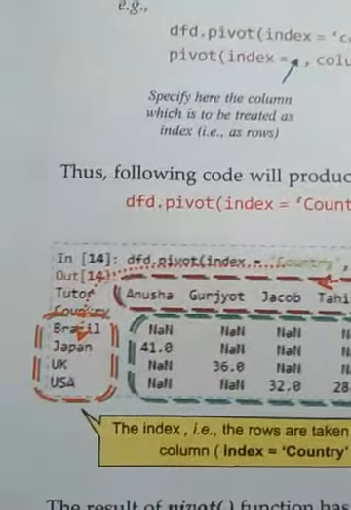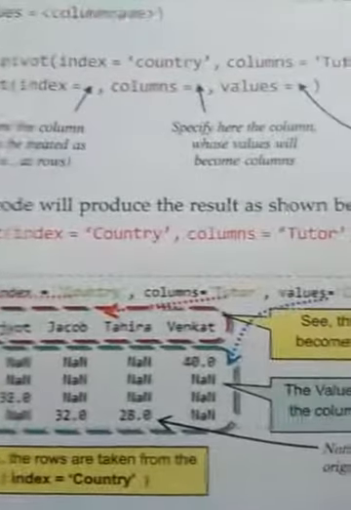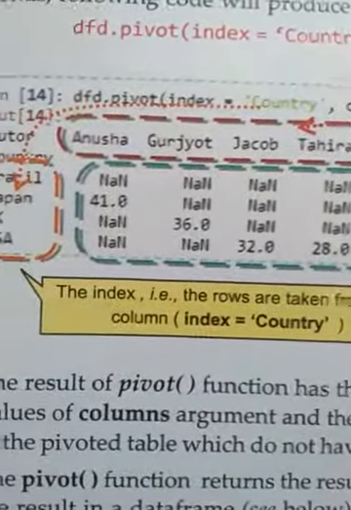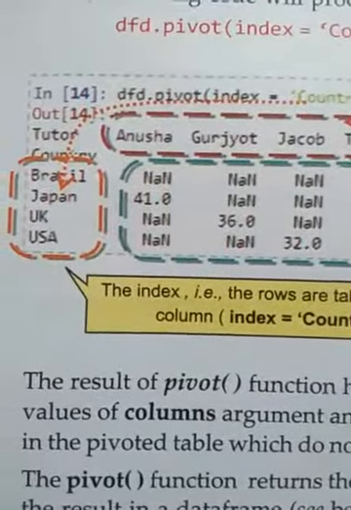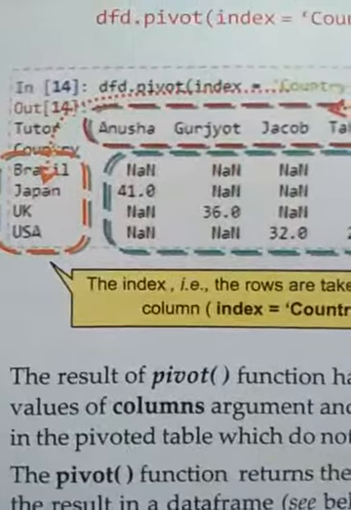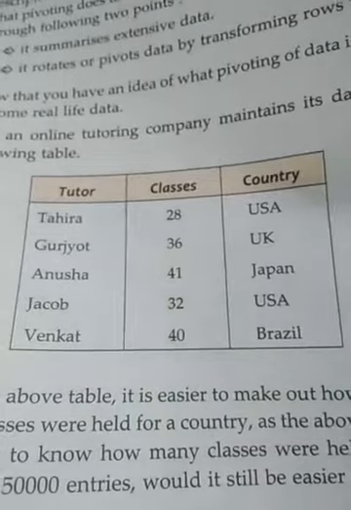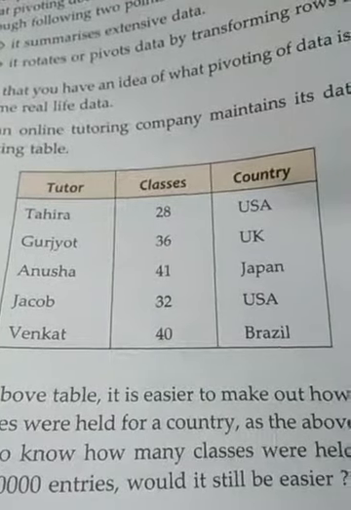The index is country, so that will be the first column, and the column is tutor, so that will become the row heading, and third are the values, classes, so that will be arranged in tabular format. Now we can see that Anusa has 41 classes in Japan. From this table, the data is Anusa 41 Japan.